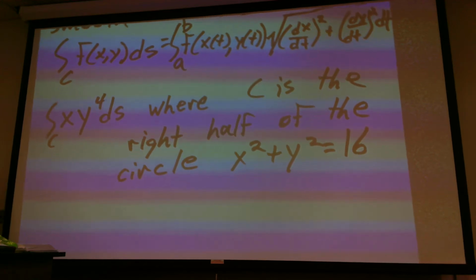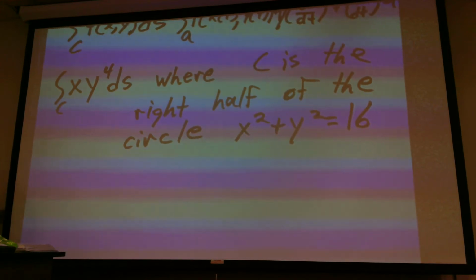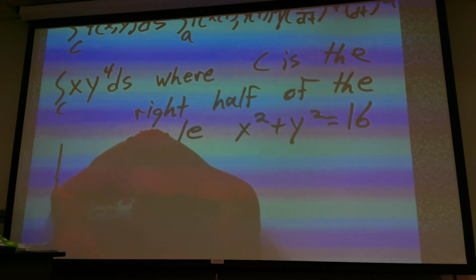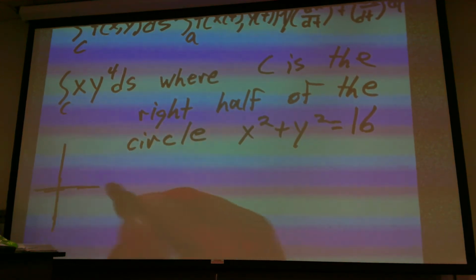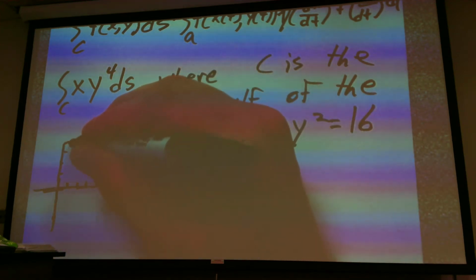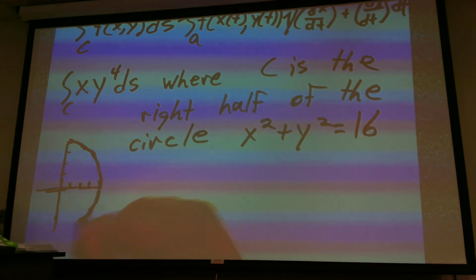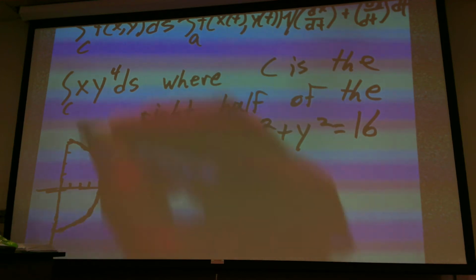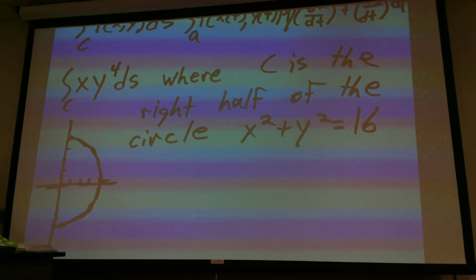So what are we talking about here? We're talking about calculating the line integral of this function, and it's going to be upon a circle. If x squared plus y squared equals 16, that means it's going to have a radius of 4, and we're just talking about the right half. So we've got 1, 2, 3, and 4. This is the line that we're talking about, just the right half of the circle, x squared plus y squared equals 16.